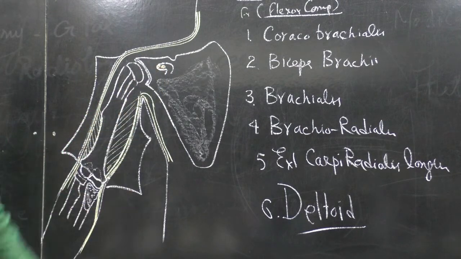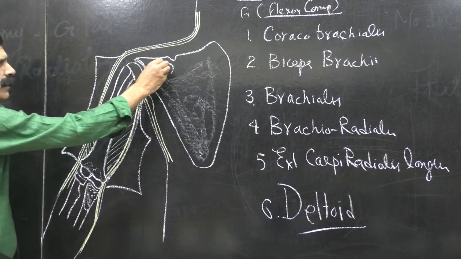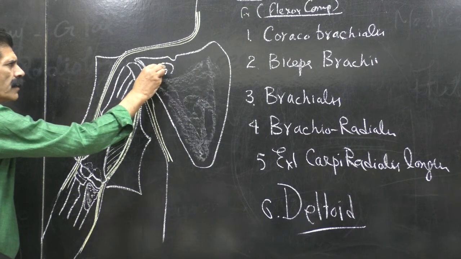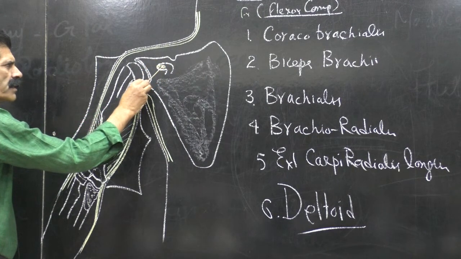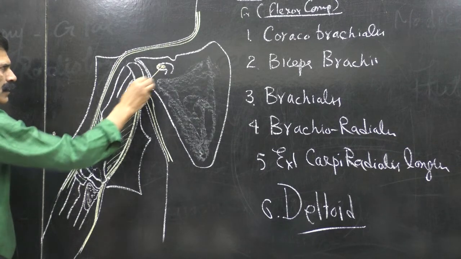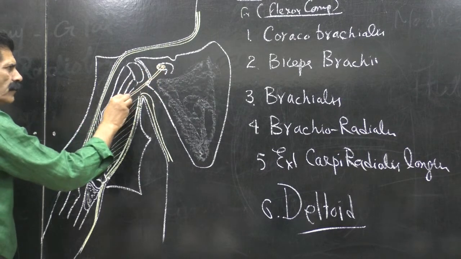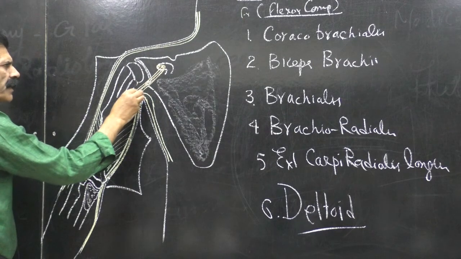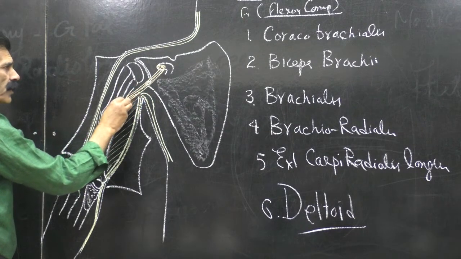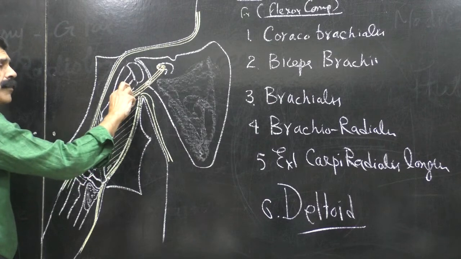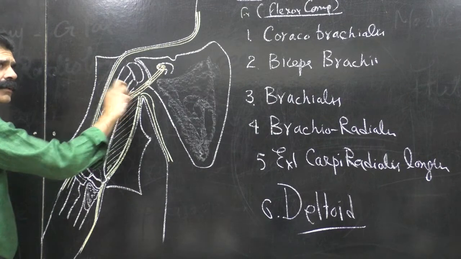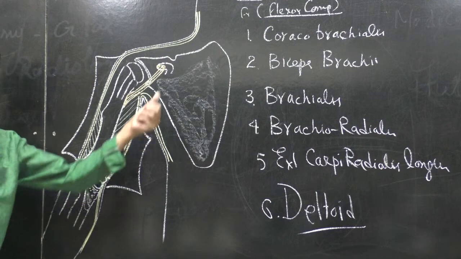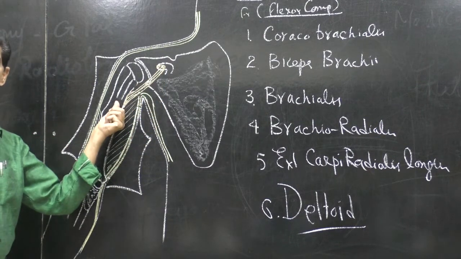Thoracobrachialis. Now this muscle is going downward and laterally in front of the shoulder joint, and it is inserted on the humerus. Which part? That is important. It is inserted on the upper medial 5 centimeter of the shaft of the humerus. Upper medial 5 centimeter of the shaft of the humerus is the insertion of thoracobrachialis.